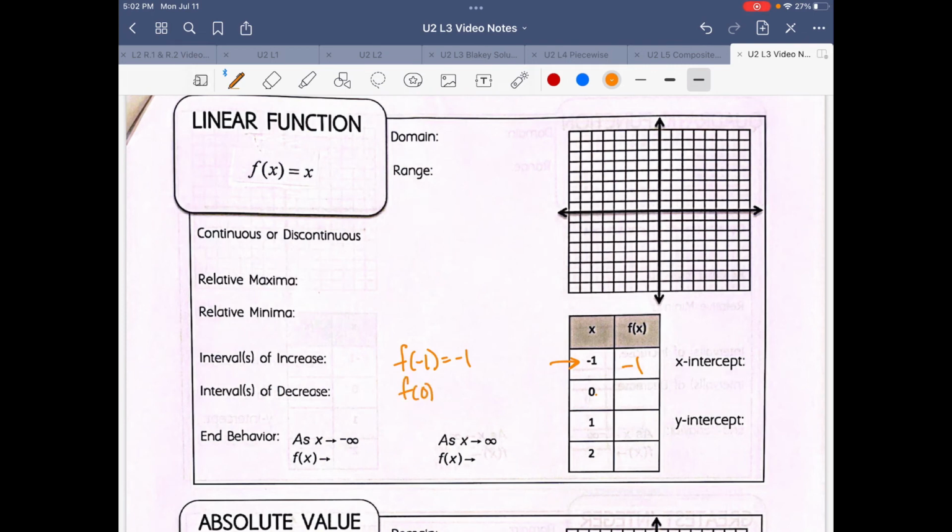Then you're going to follow that for 0, 1, and 2. So when I put in f of 0, I get 0. When I put f of 1, I get 1. When I put f of 2, I get 2. Okay? So you're going to fill in this chart. Then you're going to graph this. I'm going to come over here. I've got a negative 1, 0, 1, 2, and I'm going to draw my graph.